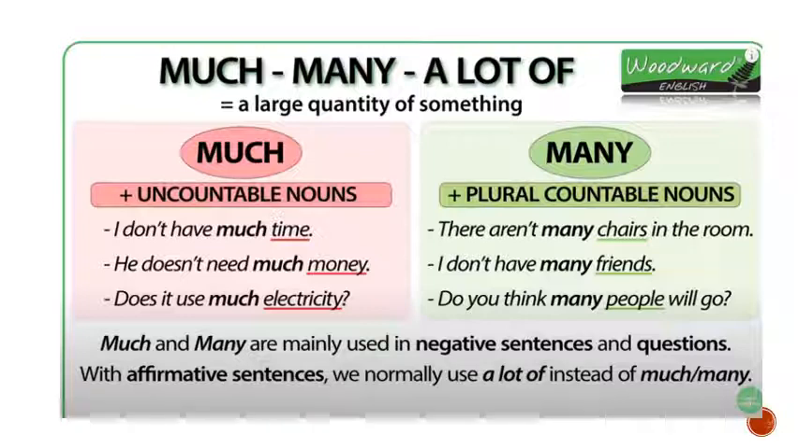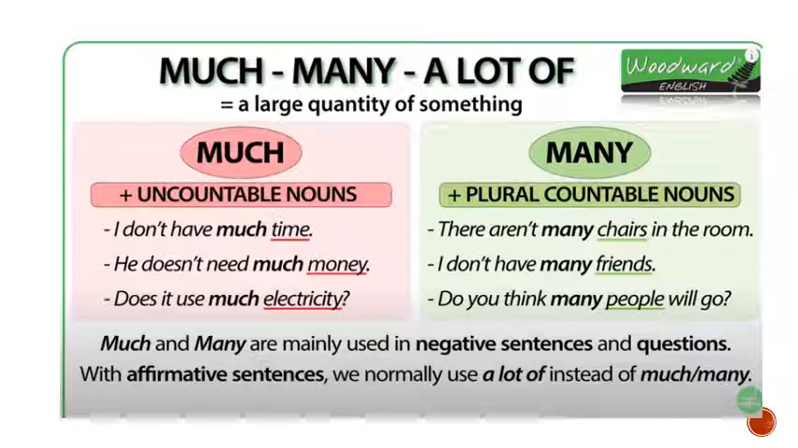What about many? We use many plus a plural countable noun. Let's look at the examples. I don't have much time. He doesn't need much money. And does it use much electricity? The first and the second sentence are negative ones. The third one is a question.